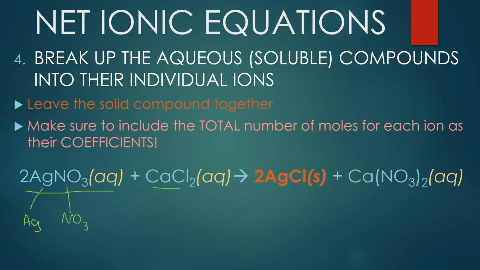Now calcium chloride is also aqueous, so we take the calcium and separate it out, and we take the chloride and separate it out. We're going to leave this solid silver chloride alone. And then over here in the calcium nitrate, we're going to separate these ions out because these are aqueous.